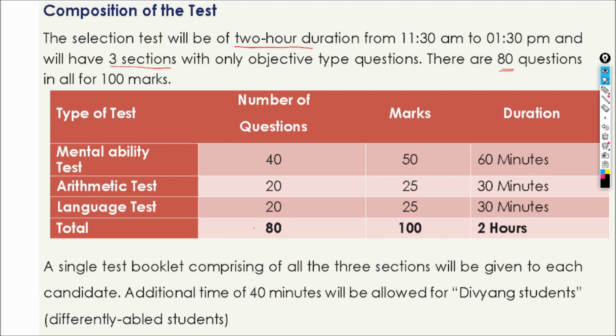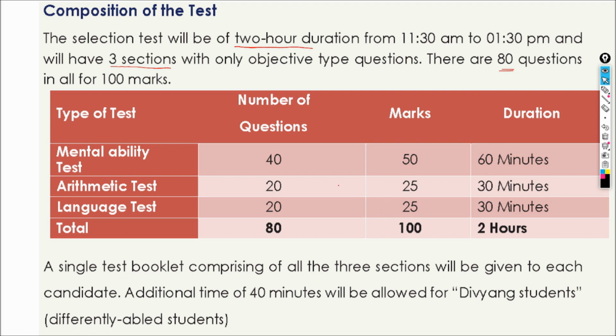So the distribution of 100 marks is in this way. Mental ability test will have 40 questions and 50 marks, and for this there will be approximately 60 minutes. The arithmetic test will have 20 questions, and marks will be 25. It will be approximately 30 minutes for this. For the language test, there will be 20 questions and marks will be 25.